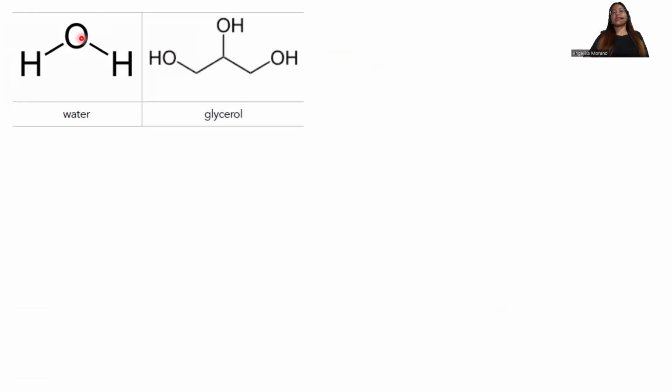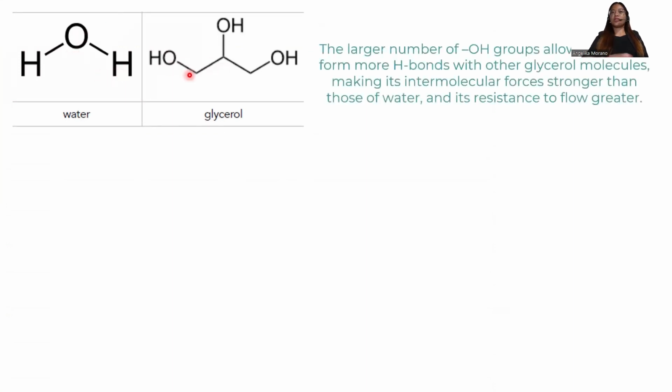Okay, so as you can see in this illustration of the structure of water and glycerol, the larger amount of OH group or oxygen and hydrogen groups allow the glycerol to form more hydrogen bonds with other glycerol molecules. That is why its intermolecular forces are stronger, of course, compared to water. Therefore, glycerol has more resistance to flow.